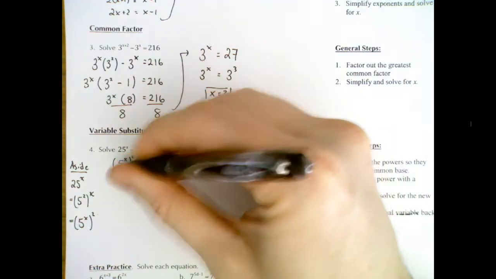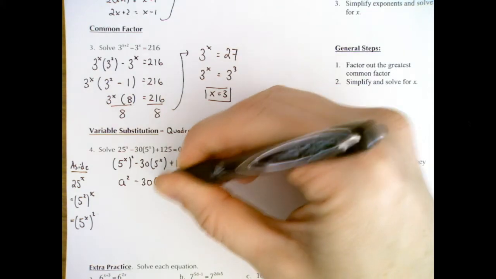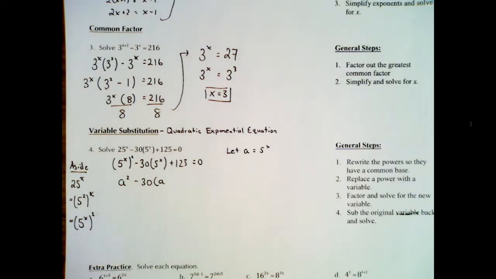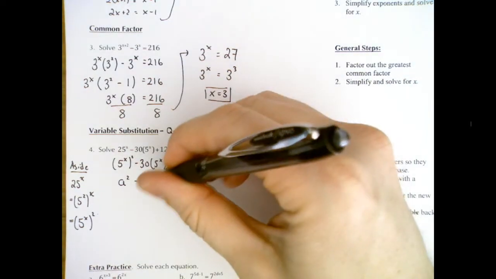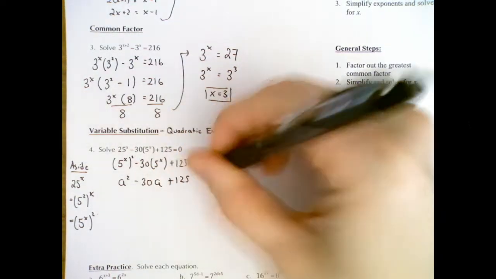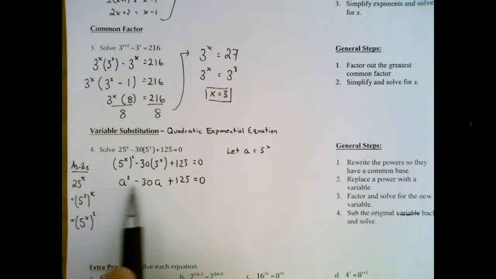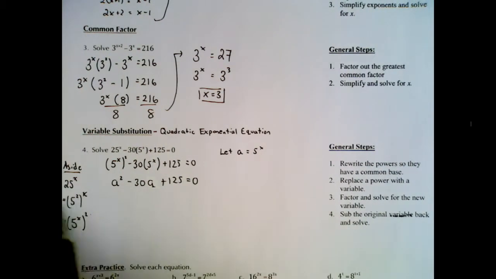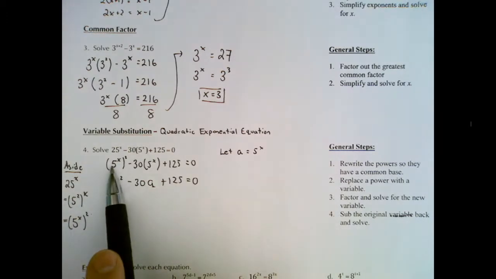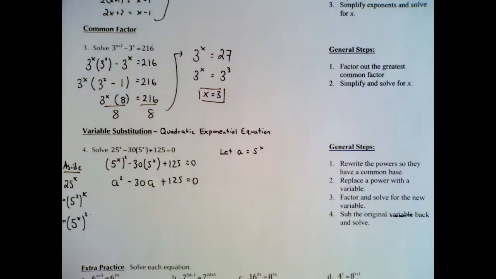Ready? Instead of 5 to the exponent x, a squared minus 30. Instead of 5 to the exponent x, a, I'm not going to write that in brackets so it looks a little bit more obvious, plus 125. So now we have a squared minus 30a plus 125. That's clearly a quadratic. Okay, we've done some substitution, and now we have an equation that is quadratic after doing a variable substitution. Now we can just factor the quadratic.